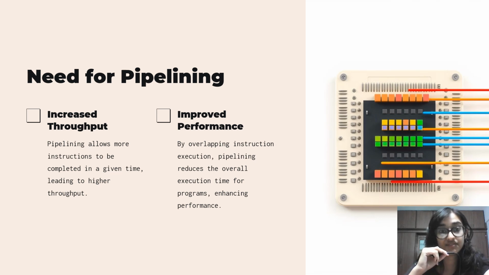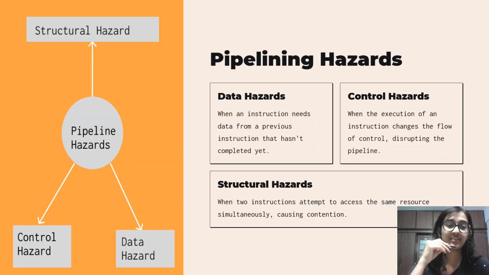So pipelining is perfect, right? It is the be-all end-all to all of our problems. Well, not exactly. There are several problems that occur while we consider the concept of pipelining, and we call these pipelining hazards. There are 3 main hazards that we're going to look at today: data hazard, control hazard, and structural hazard.